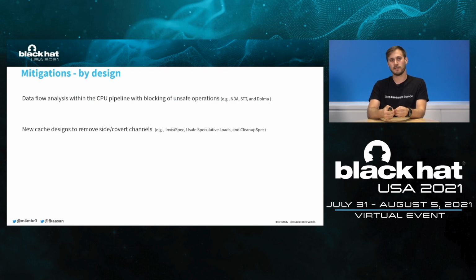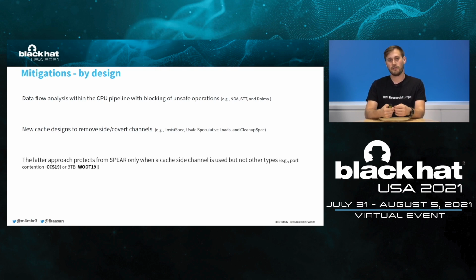The second line of work instead focuses on changing the cache hierarchy design such that side channels and covert channels in the cache will be eliminated. While this is effective for certain Spectre attacks that are based on the cache, they do not work for Spectre attacks that are mounted with other side channels, for instance, port contention or BTB. One problem with this type of design approach is that they only cover new iterations of the CPU, but they don't cover currently existing architecture.